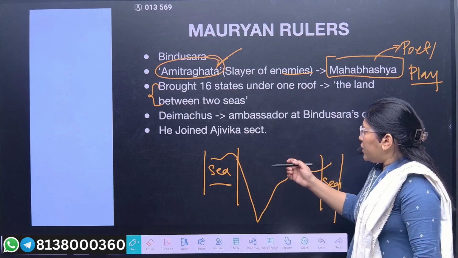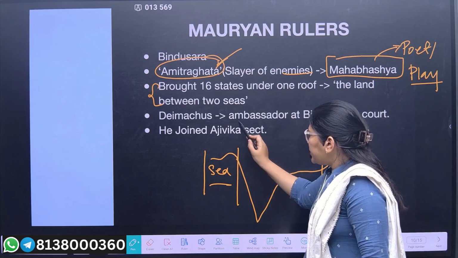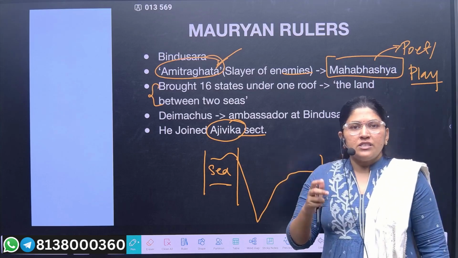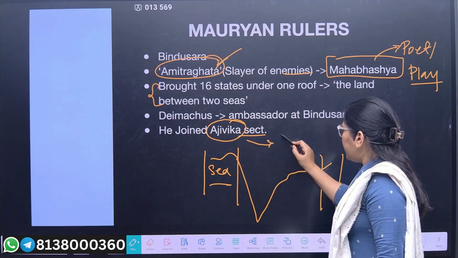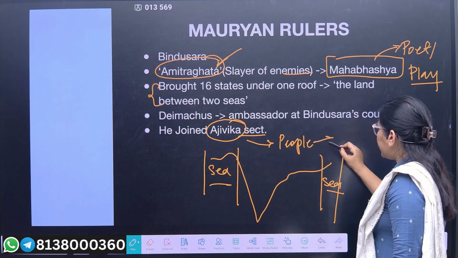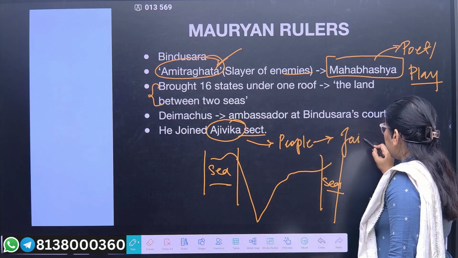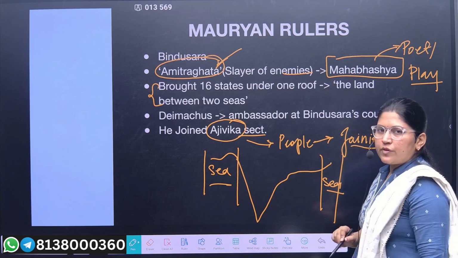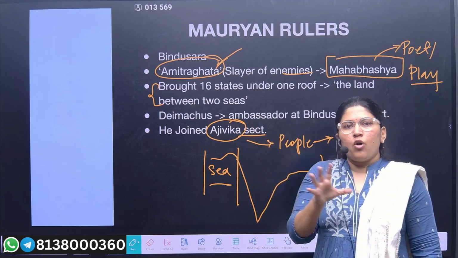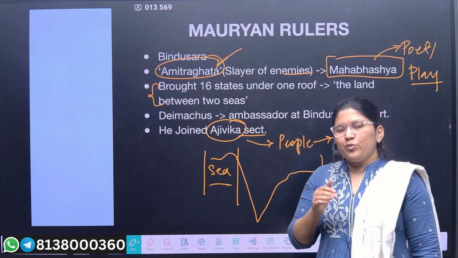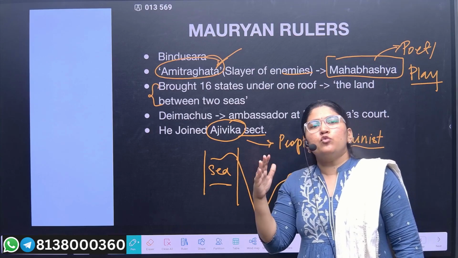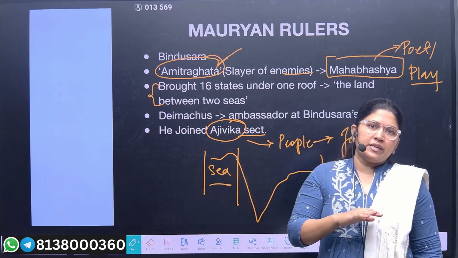Now here Bindusara joined the Ajivika sect. Now what is the Ajivika sect? Ajivikas are the people who preach or give the knowledge of Jainist philosophy. These Ajivikas would be residing all over the region of the Mauryan Empire. You will see that the Mauryan Empire, at the initial stage, would be majorly tilted towards Jainism, and after that it would be tilted towards Buddhism.